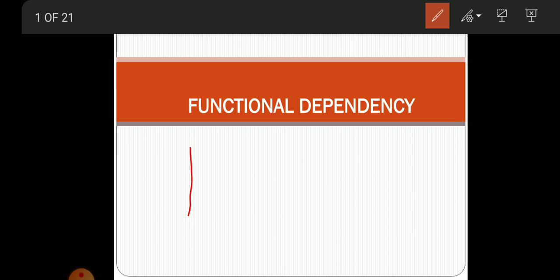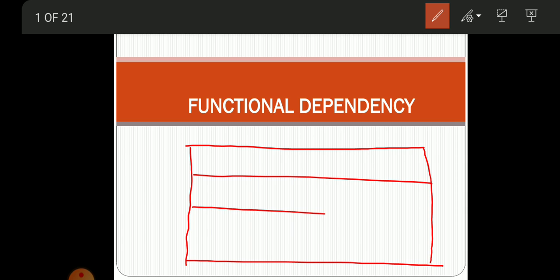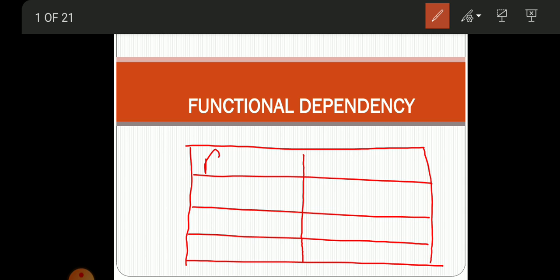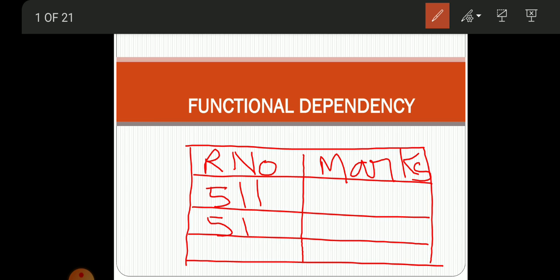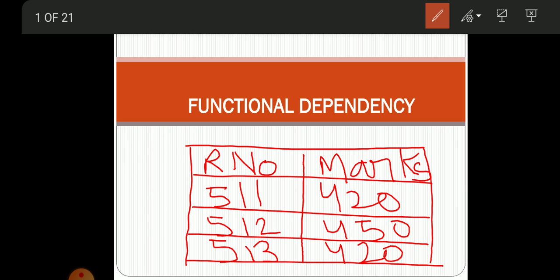Suppose this is a table where we have two columns. First is roll number and the other one is marks, like this. Now suppose we have three students: roll number 511, roll number 512 and 513. Now the marks of the students are 420, 450 and 420, right? This is a table.